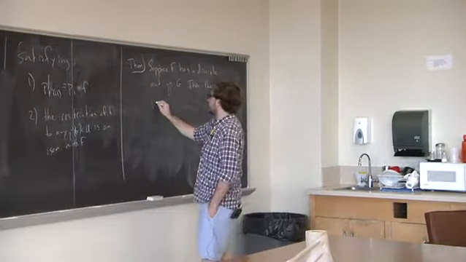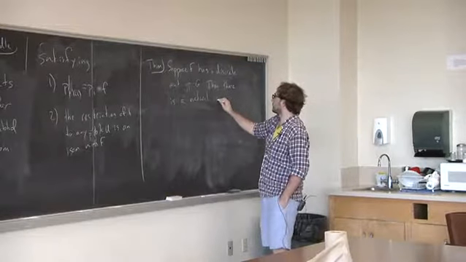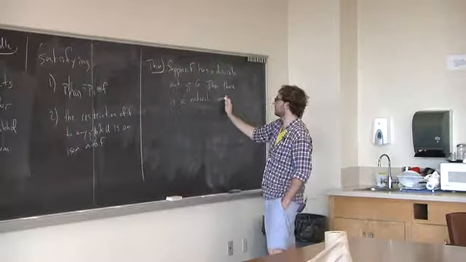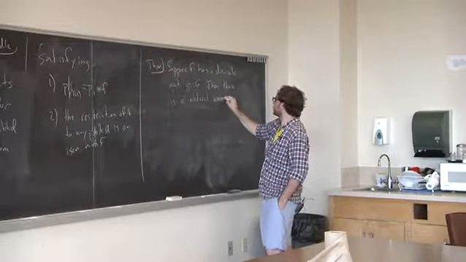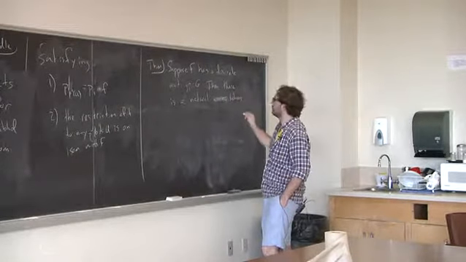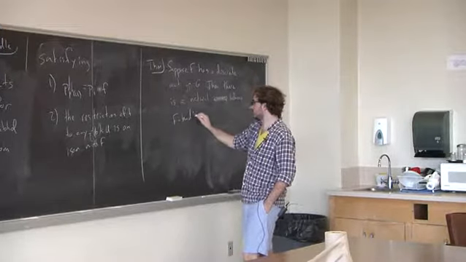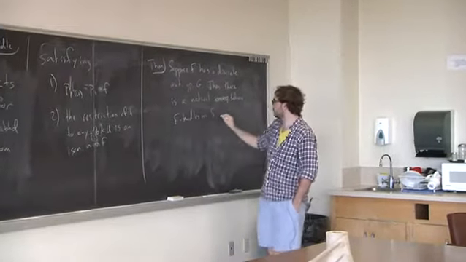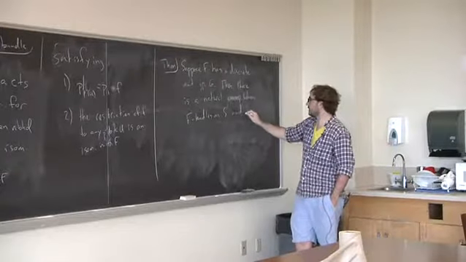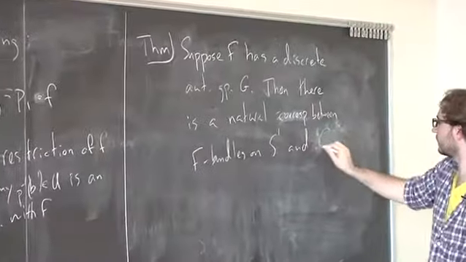there is a natural isomorphism, or I guess I'll say correspondence, between F bundles on the circle and, I guess we're already calling it G and G.